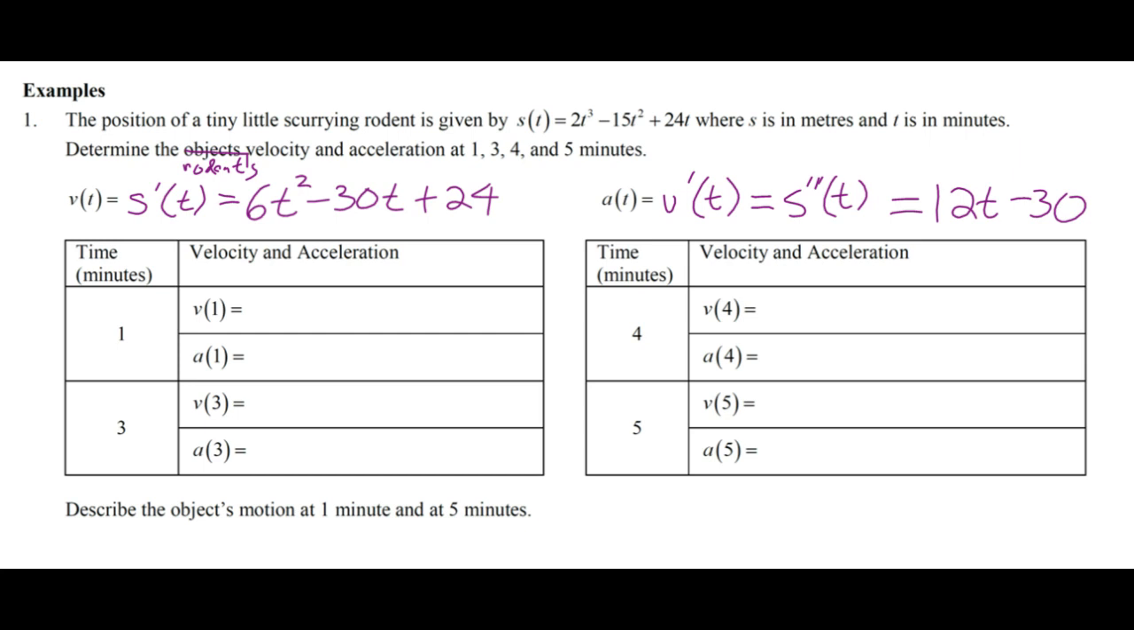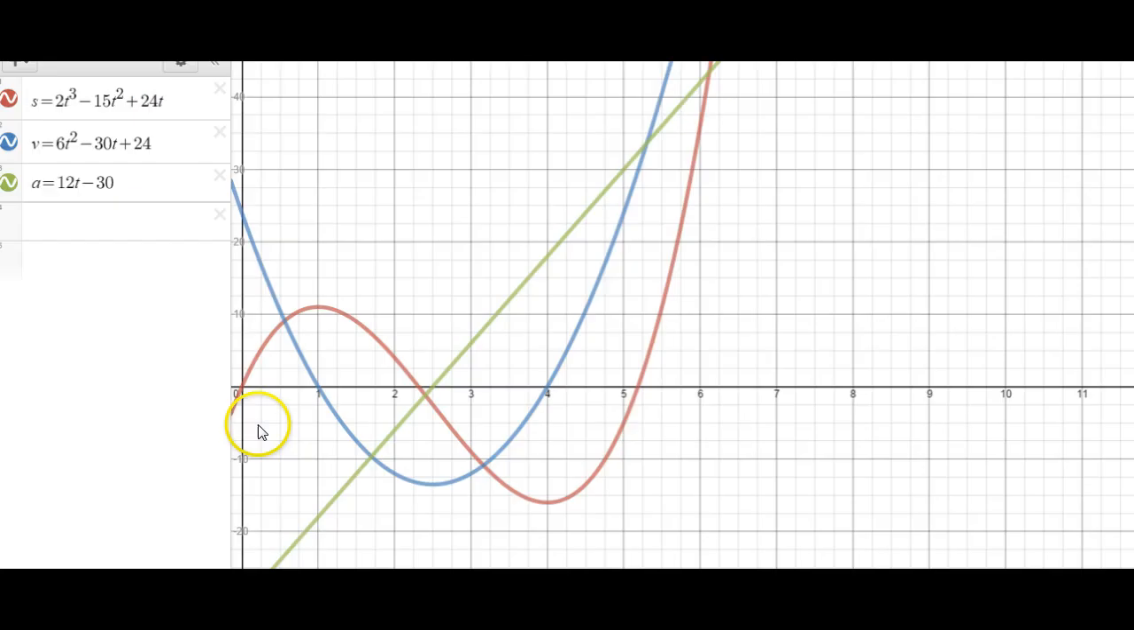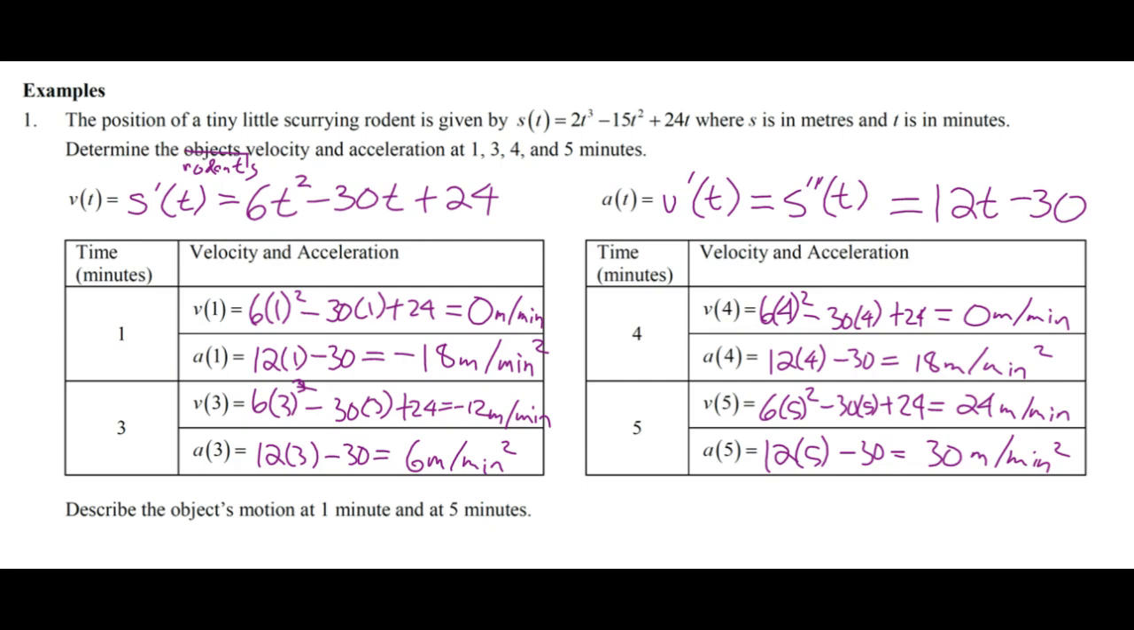Okay, so now you want to fill in this velocity and acceleration. Work out V of 1, A of 1, V of 3, A of 3, and so on. So I shall pause, and you can... So this is a graph of the position S in red, the velocity in blue, and the acceleration in green of the rodent. And going back here, so we have our table filled in. So describe the rodent's motion at 1 minute and at 5 minutes.